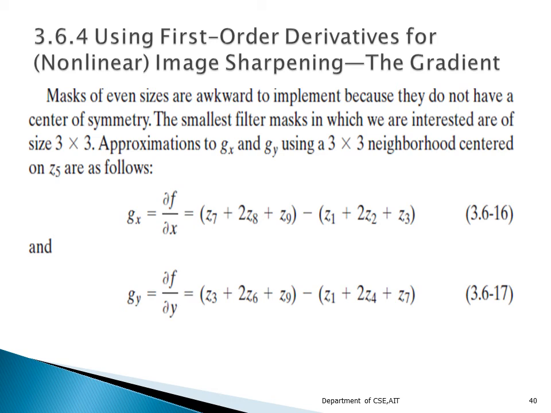So we are going to consider the smallest filter mask, which is of 3x3, and the approximation to the Gx and the Gy by making use of the 3x3 neighborhood is given by equations 3.16 and 3.17, where we are finding the gradient for x and the gradient for y by making use of all the 9 values in the 3x3 neighborhood.